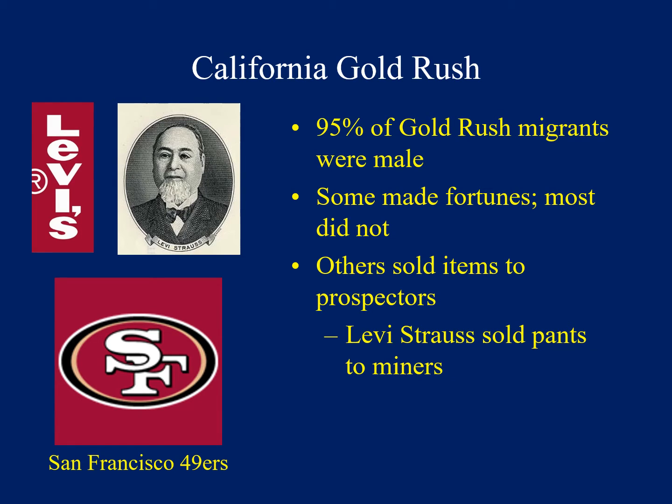On the left, we see an image of a guy named Levi Strauss who sold pants and other materials to many of those miners, making a fortune for himself. Now, the reason why the San Francisco football team is called the 49ers is because of this historical gold rush from the 1840s.